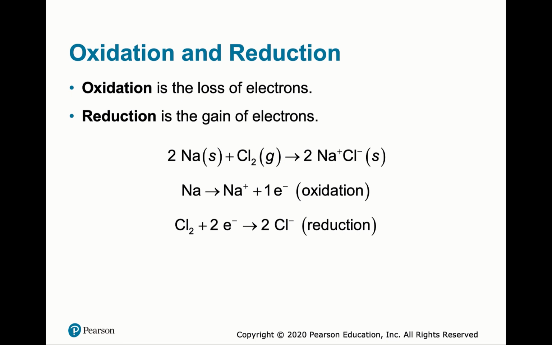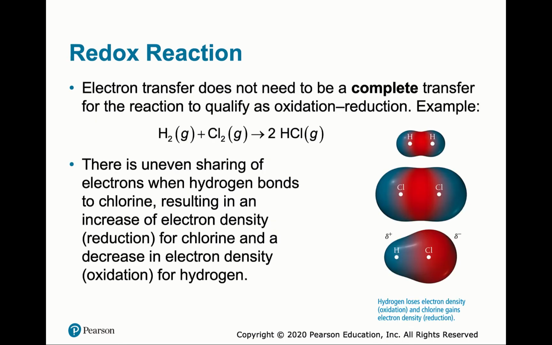Oxidation, as I said before, is a loss of electrons. Reduction is the gain of electrons. In this case, sodium reacts with chlorine to form sodium chloride. Sodium is losing an electron, chlorine is gaining an electron. I mean one chlorine atom. I know a chlorine molecule is gaining 2 electrons in this case, but the chlorine atom is in general gaining 1 electron.